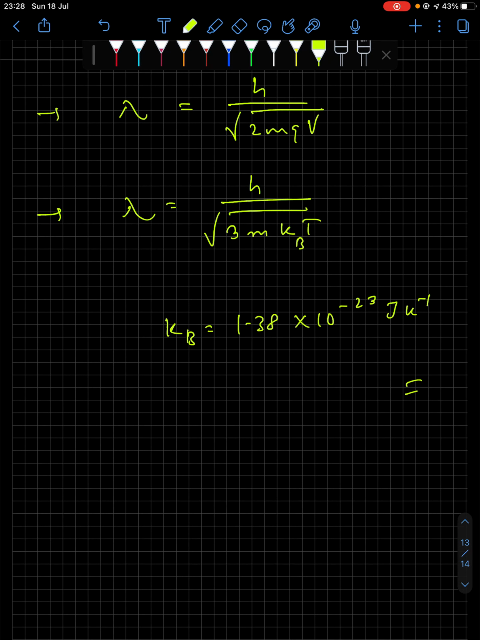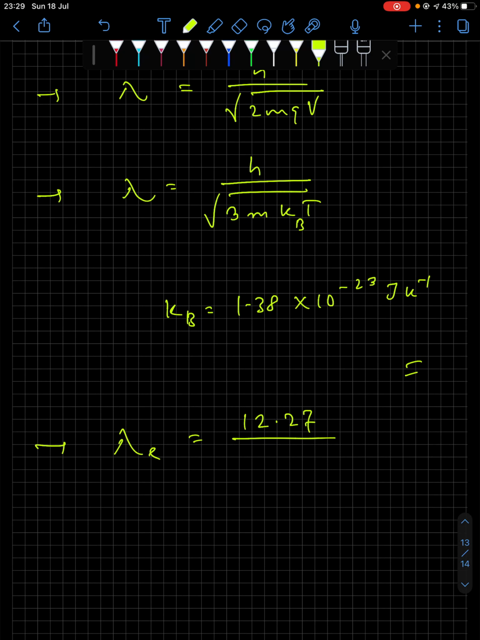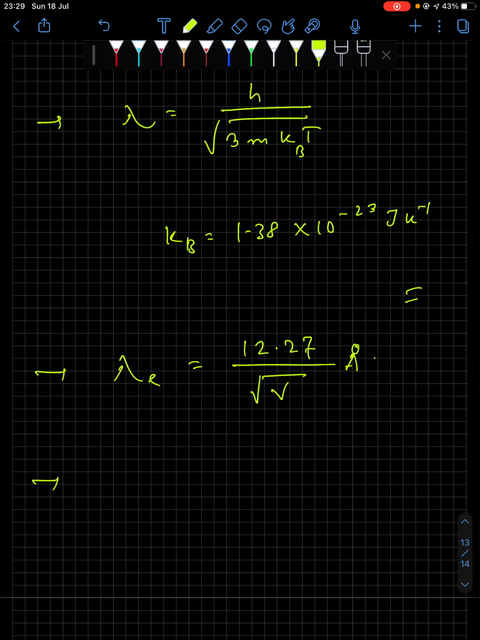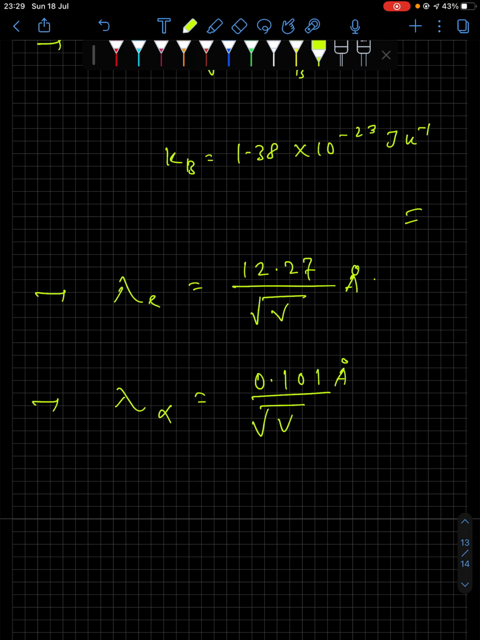All right, after this we have the relation for the de Broglie wavelength of an electron at potential V. This was given as homework, so the relation comes out to be 12.27 divided by square root of V angstrom. The relation for the wavelength of an alpha particle is 0.101 angstrom divided by square root of V. You have to remember this relation for numericals.